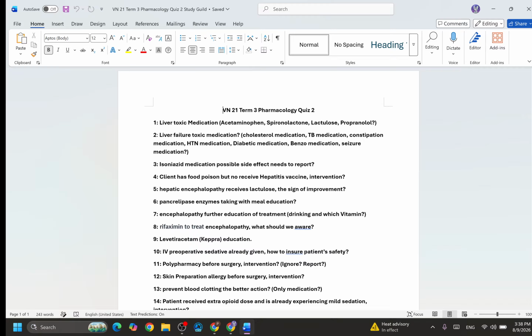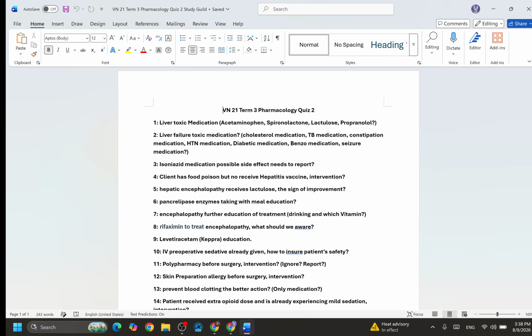Number one, liver toxicity medication. There are four medications here, so it should not be that difficult. I already gave the medications. You should know; you can even Google or ask AI which medication is actually liver toxic, okay?